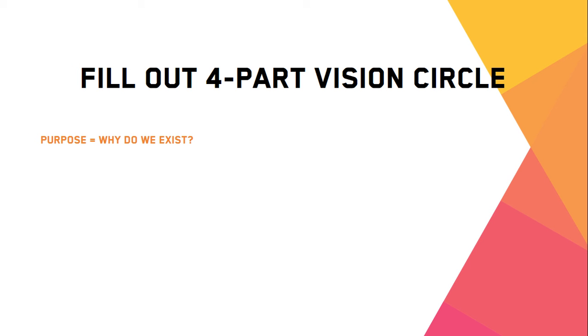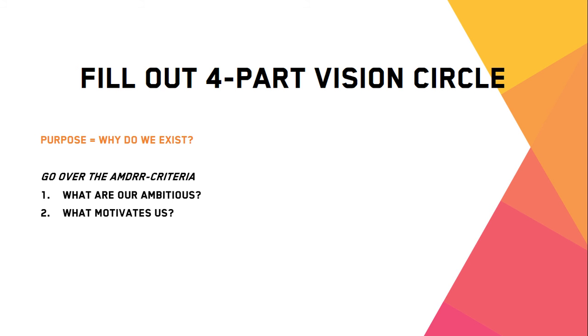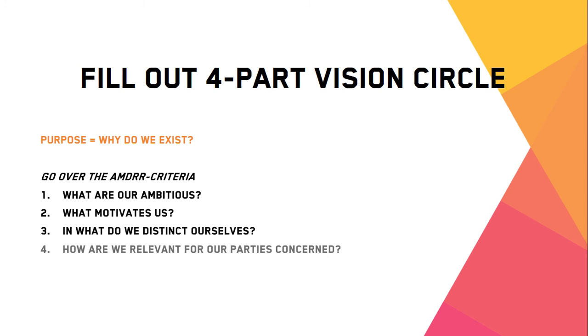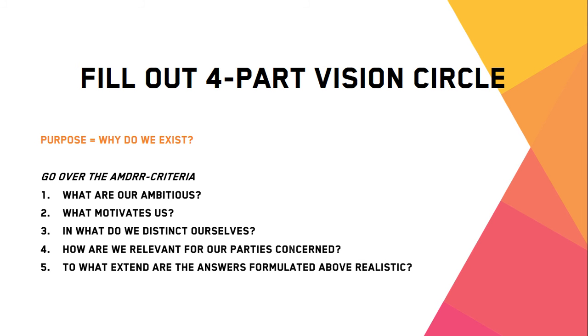So we're going to look at the 4 parts of the vision circle. When we're going to define our purpose, so why do we exist, it is valuable to go over the AMDRR criteria. So when we answer questions such as, what are our ambitions? What motivates us? In what do we distinct ourselves? How are we relevant for our parties concerned? And to what extent are the answers formulated above realistic?